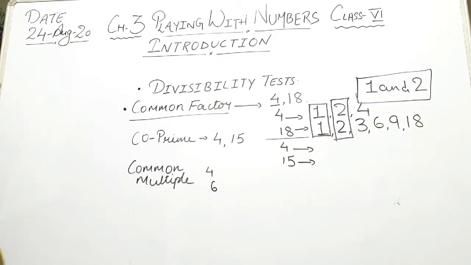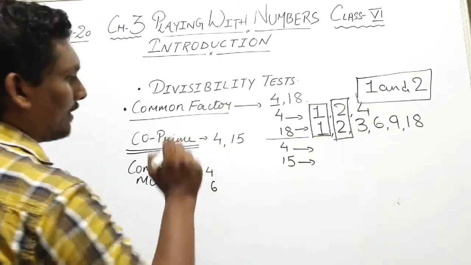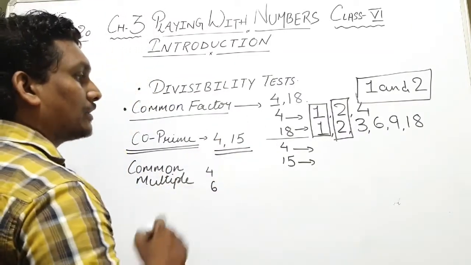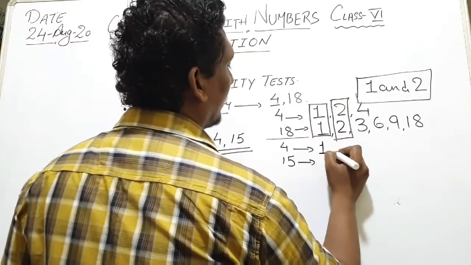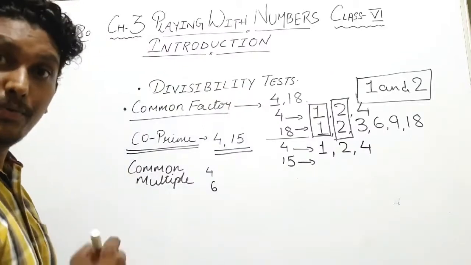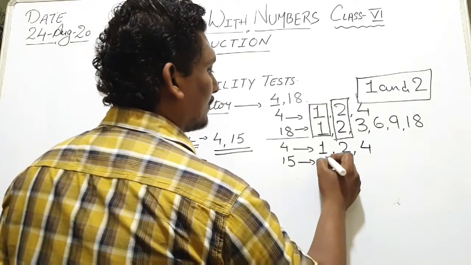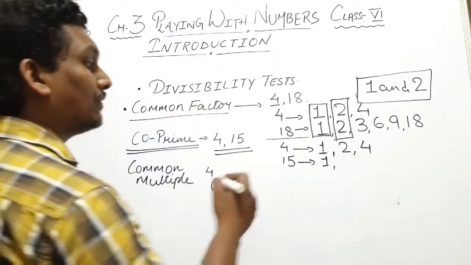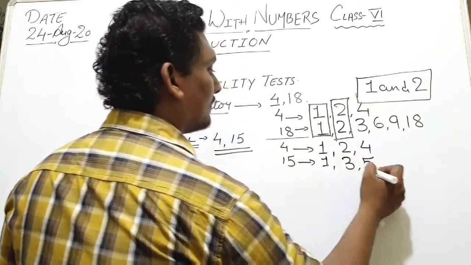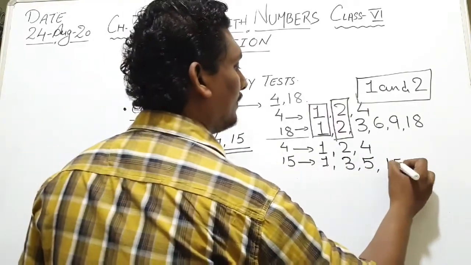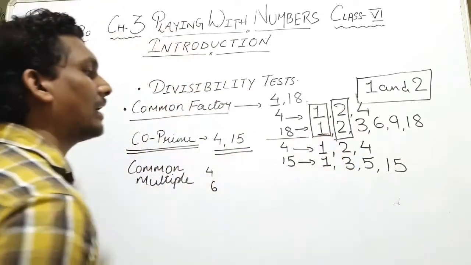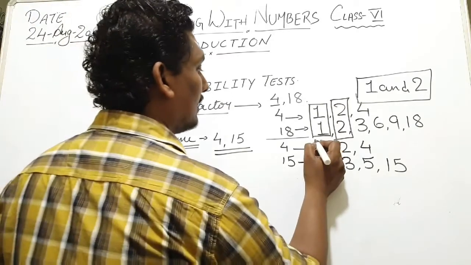Okay, now come to the next topic, that is co-prime number. So I have taken the example of 4 and 15. The factors of 4, that is again 1, 2 and 4. The factors of 15 are 1, then 15 comes in the table of 3, then it comes in the table of 5, then it comes in the table of 15. So for co-prime numbers, if you see, we are having only one common number, that is 1 here.